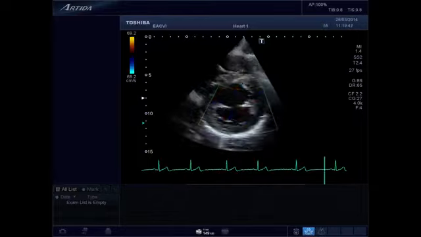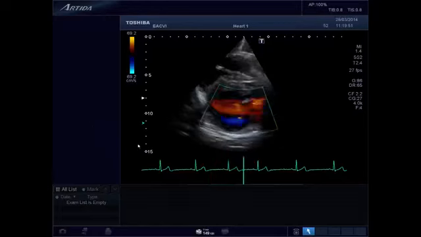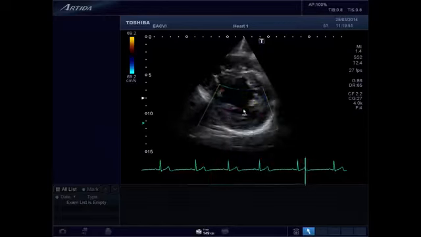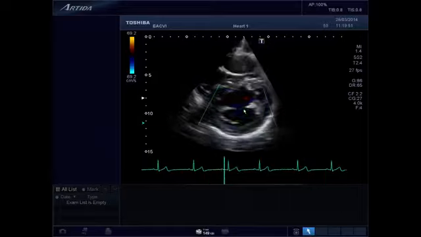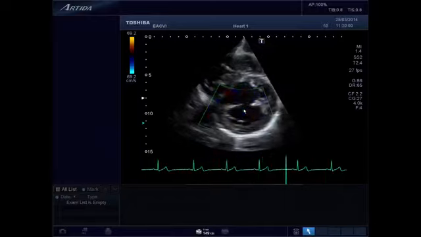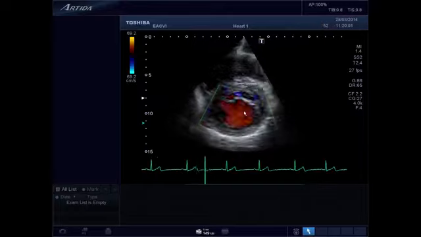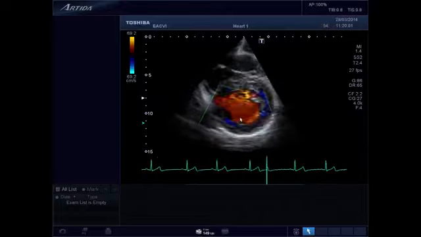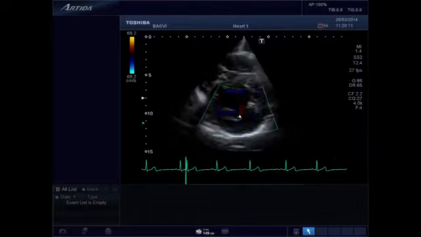And this view is sometimes useful in order to assess the origin of a mitral regurgitation. So here there is a very, very small one, so it's kind of difficult to assess it, but here we can see this very small regurgitation that is really, really central.